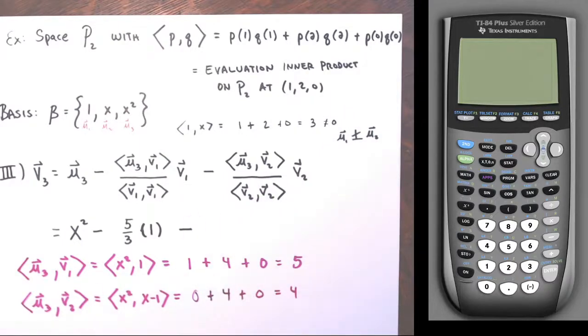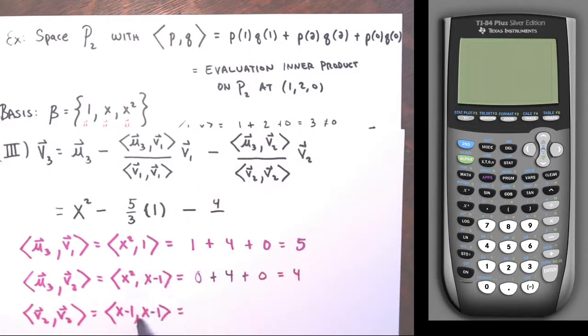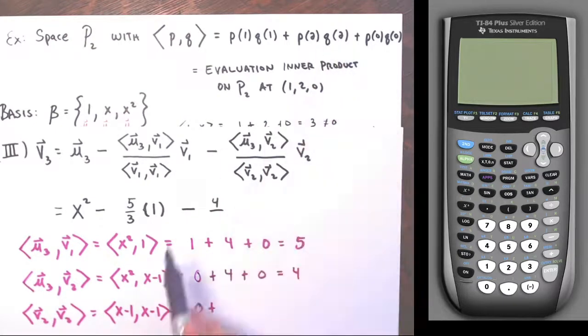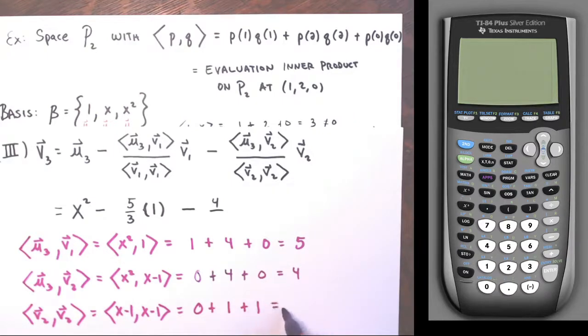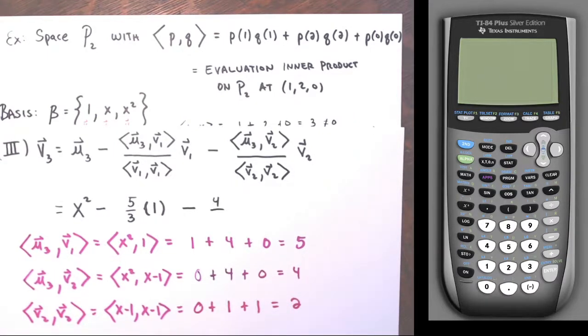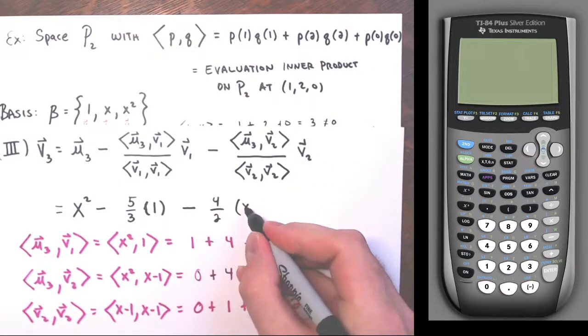So I got 4 in the numerator, and then what's the inner product of v2 with itself? The inner product of v2 with itself is the inner product of x minus 1 with x minus 1. So the value of these two at 1 is both 0, so I have 0 plus the value of these two at 2 is 1. 1 times 1 is 1, and the values at 0 is negative 1, but negative 1 times negative 1 is 1, so adding those up, that's 2. So I get minus 4 divided by 2 times v2, which is x minus 1.